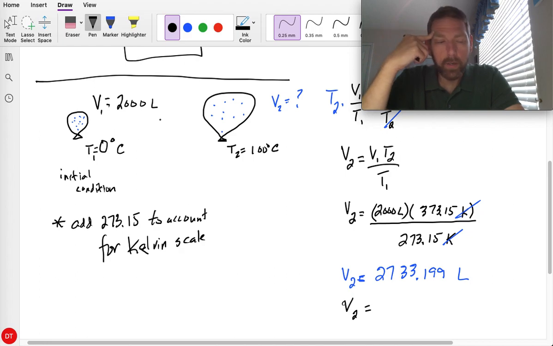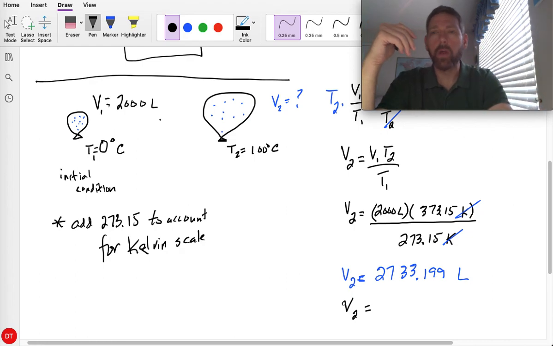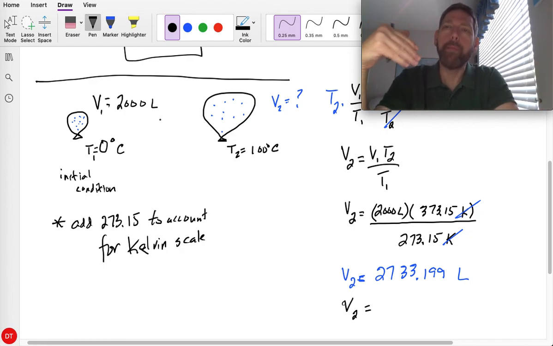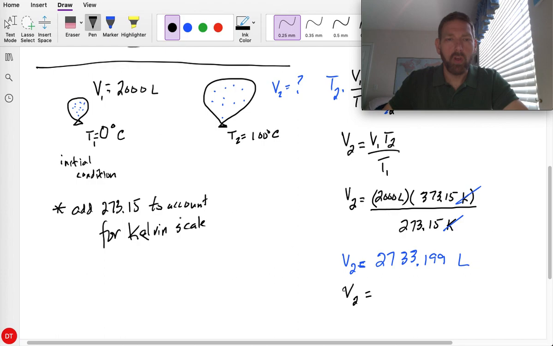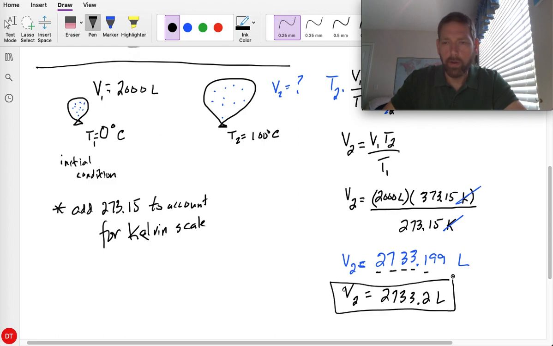So again, significant digits are all about knowing how many you're starting and working with, looking at measured values, but then also taking into account what makes sense, what is practical for the condition that we're working with. So for training purposes, we can go with 5 significant digits, which would be 1, 2, 3, 4, 5, and so 2,733.2 liters.